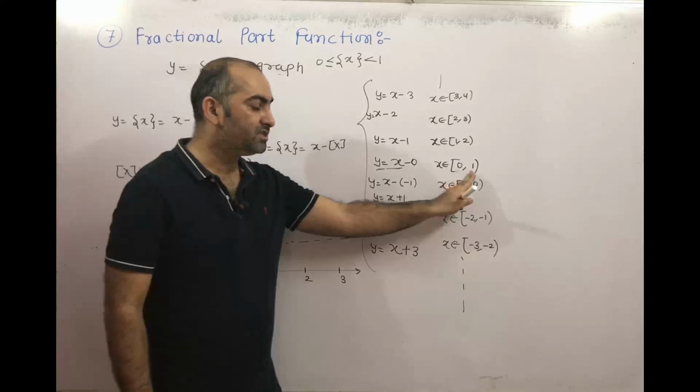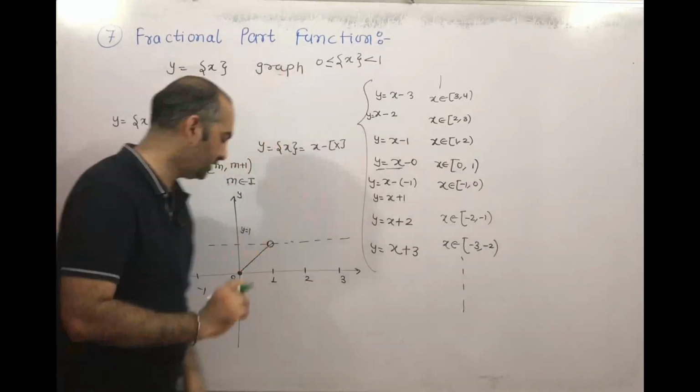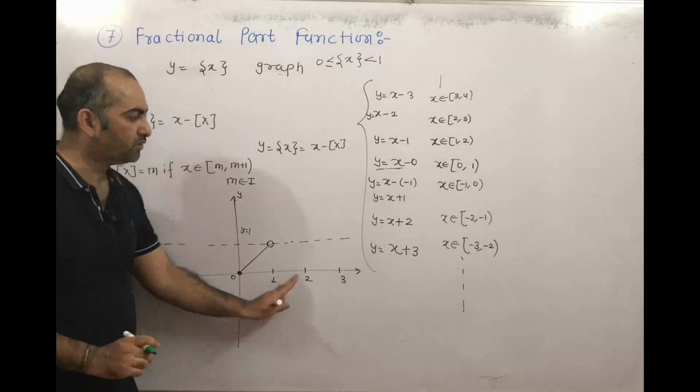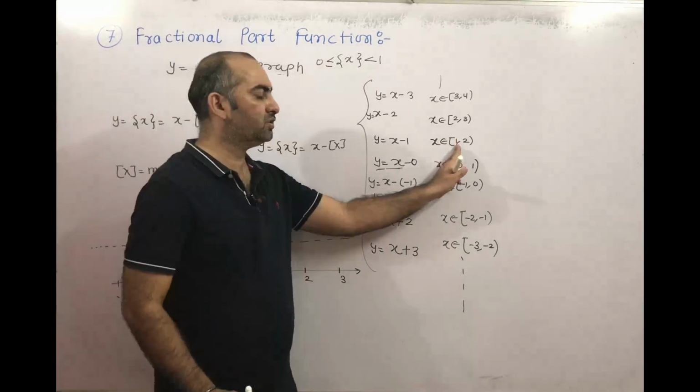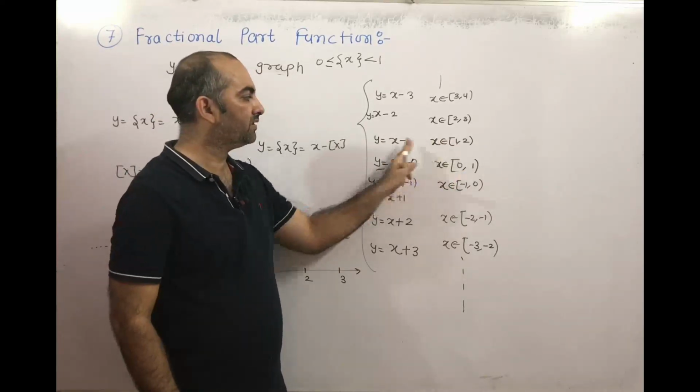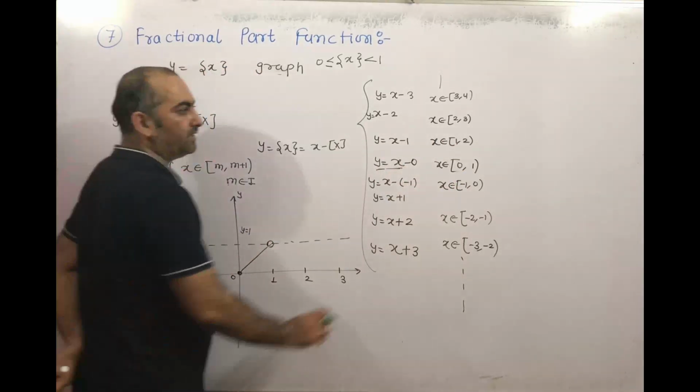That means 1 is not included, so y equal to 1 also not included. Next, 1 to 2. So here 1 is closed. So here at x equal to 1, if you put 1 minus 1, 0. So at x equal to 1, what will come? 0. And you can see x belongs to 1 to 2.